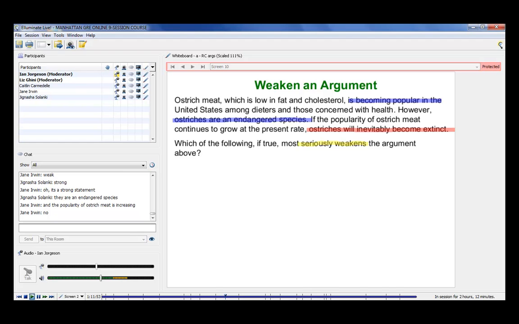We eat a lot of cattle. Does that mean cattle are going extinct? But they're not endangered. Okay, that's a good point. So what are we assuming to be able to say that they're endangered? If they get any more popular, they're going to go extinct. What are we assuming here?